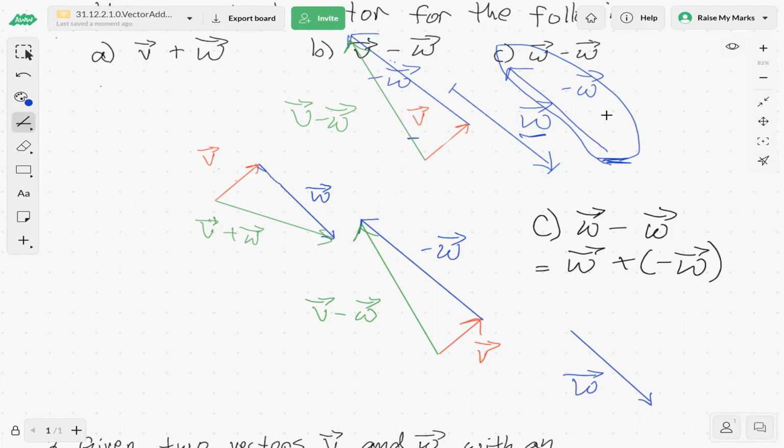Now we're going to start at that point, and we're going to go in the opposite direction for the same length, the magnitude of w, but in the opposite direction because the direction has changed. That's our negative w. Where do we end up? We end up exactly where we started. So really our resulting vector is just the 0 vector, or a dot. Okay. Good.